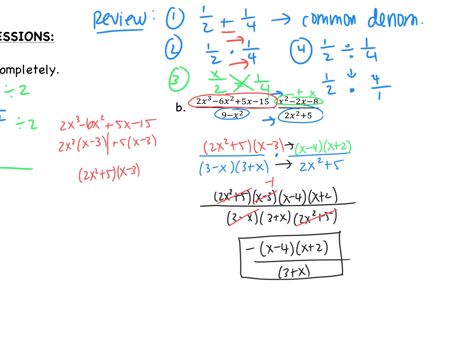Wait, why is that negative 1? Because all of the signs are different. So we still have an x and a 3 here, 3 and an x, but the signs are opposite for every term. So instead of positive x, it's negative. Instead of negative 3, it's positive 3. That's why it leaves the negative. Okay, questions for me?